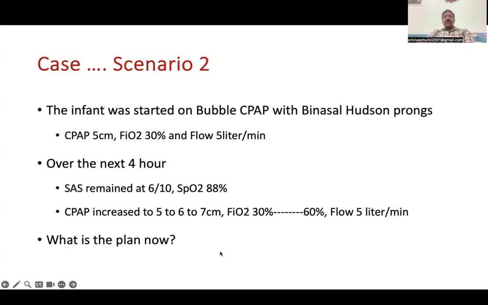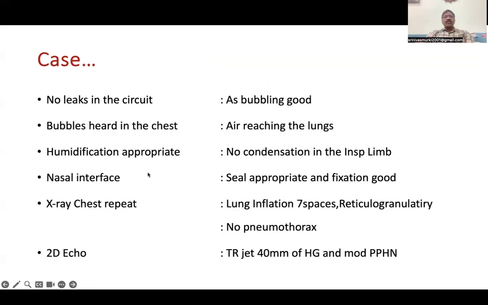So this is the second scenario we're talking about. You need to see whether you are giving correct CPAP or not. How do you know? There should not be any leaks in the circuit. That means bubbles should be seen in the bubble chamber, and the pressure in the circuit should reach the lung.